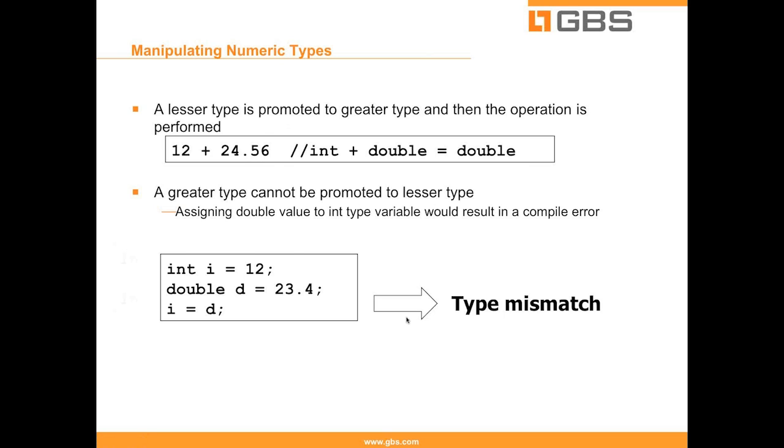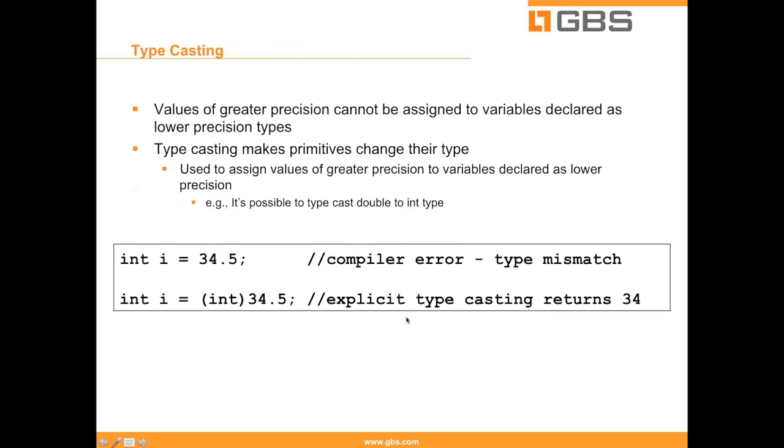You can't work with those two things that way. And this is where typecasting comes along, and it's more for any object, not just numbers, but we tend to do it a lot with numeric values. Values of greater precision can be assigned to variables declared in that lower precision. So a lot of times we'll do typecasting.